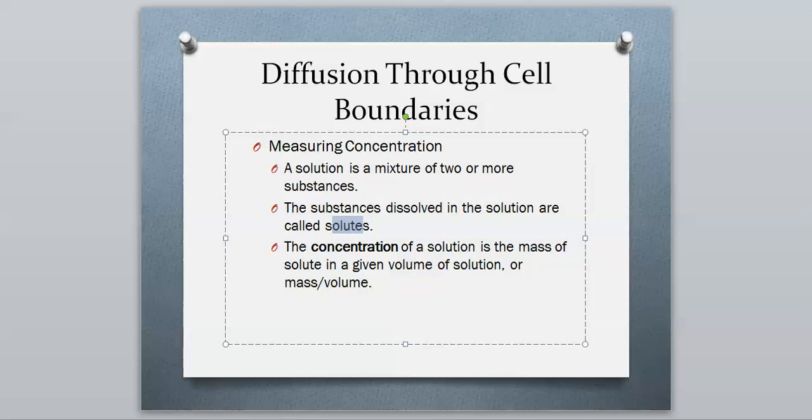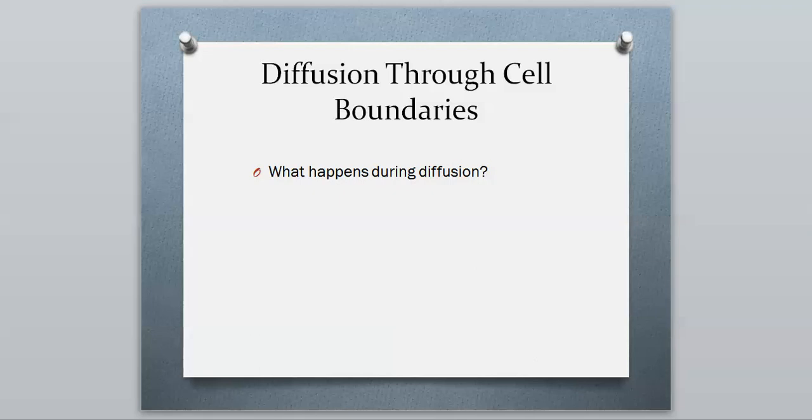Concentration is measured when we take the solute in a given mass of a solution, or mass over volume. So when we think of concentration, we think of the amount of dissolved particles inside of the solution. And now we're going to look at what happens exactly during cell diffusion.